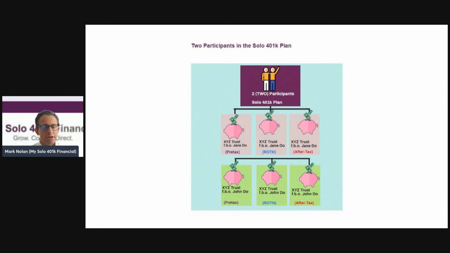Hence why this slide here shows a total of 6 brokerage accounts or bank accounts, aka holding accounts under the plan. So just one plan still, but now you have 3 additional holding accounts for the second participant, that is the spouse. And that's how you end up with 6 holding accounts under the plan.